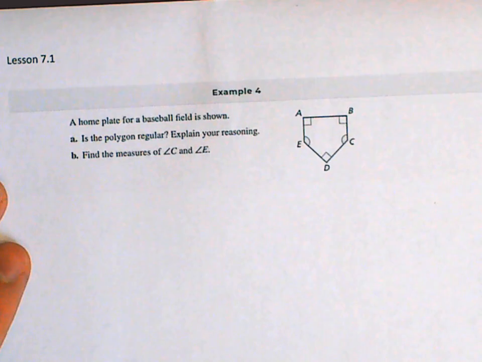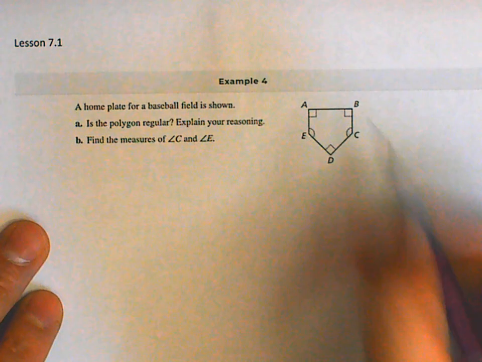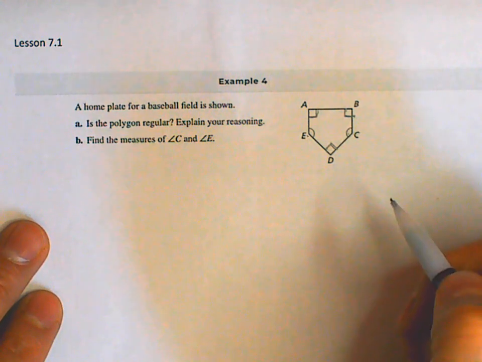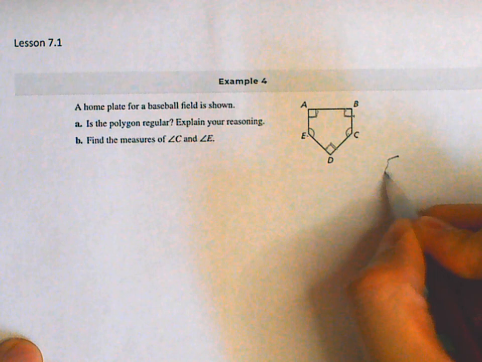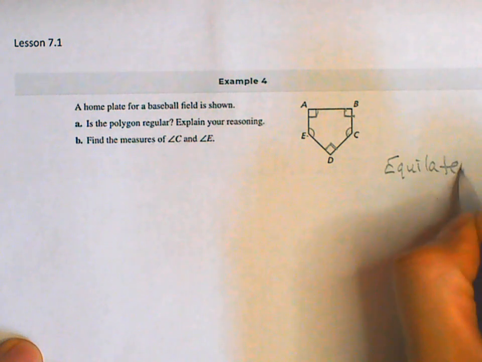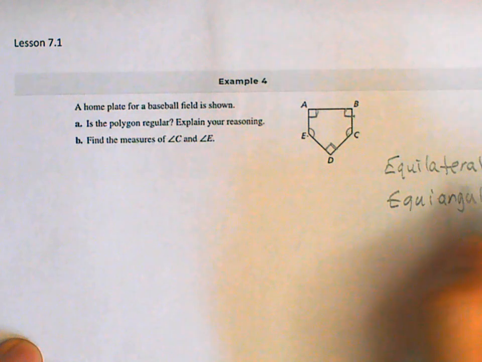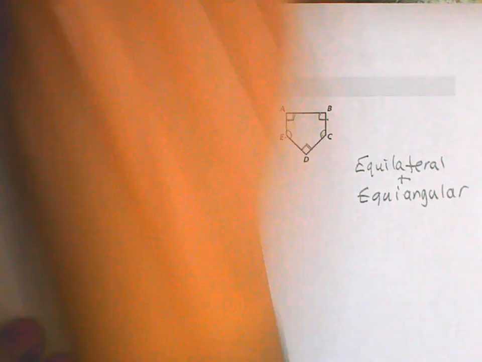All right, let's take a look at example number 4. It says a home plate for a baseball field is shown. Is the polygon regular? One of the things that you can look at is the fact that you have 3 right angles and 2 angles that are not right angles. So in order for a polygon to be regular, it needs to be equilateral and equiangular. It has to be both.